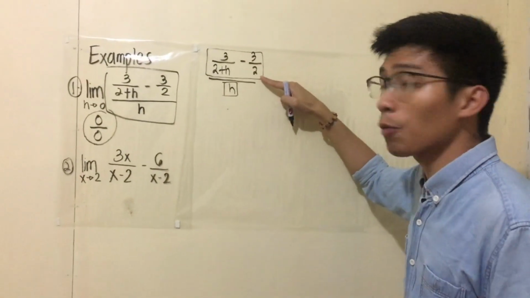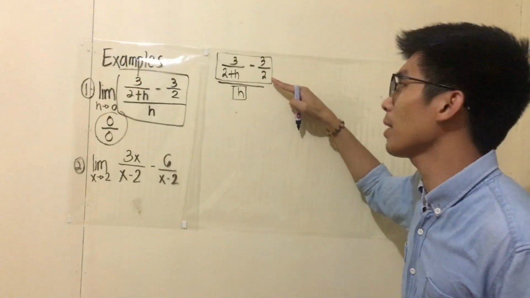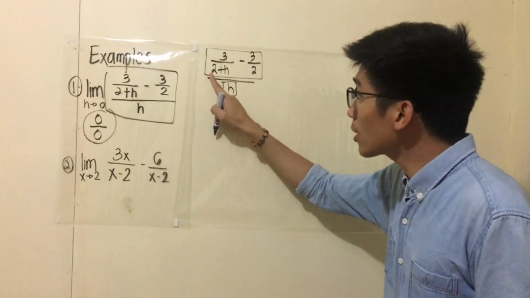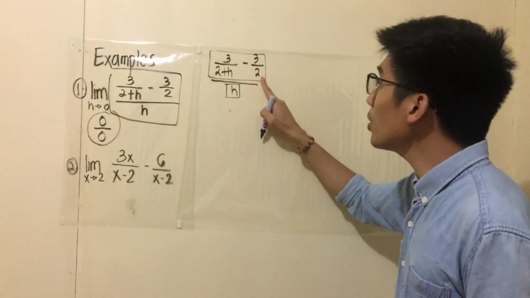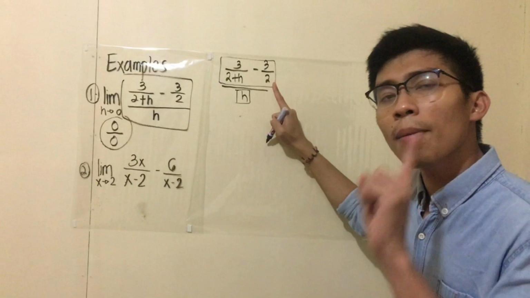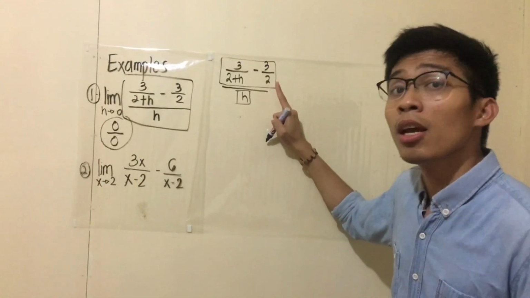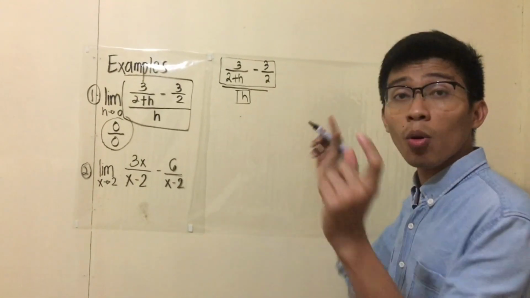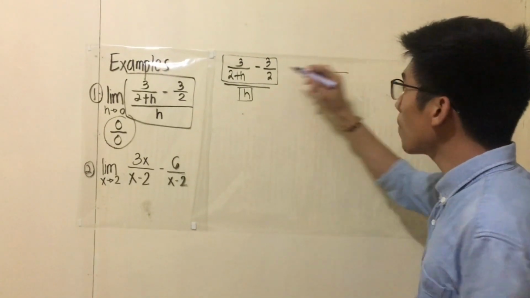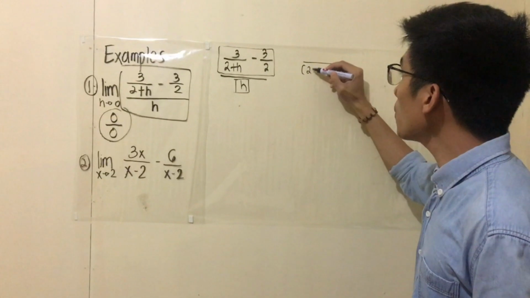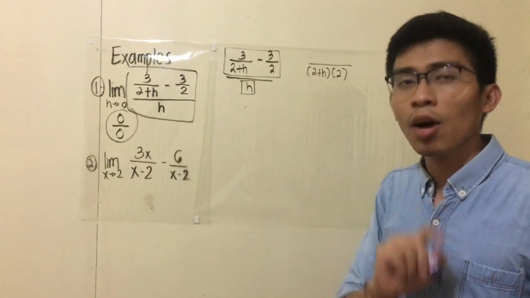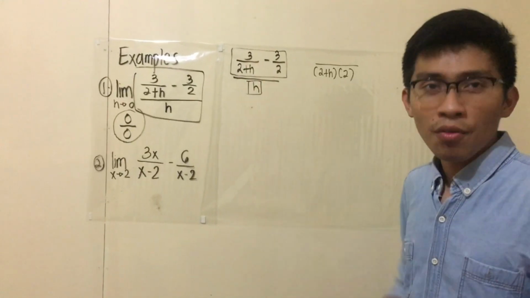Okay, let's find the least common denominator. Take note that our first denominator here is 2 plus h, and our second denominator is 2. There is no common factor of these two denominators. So the best way to look for the LCD is to combine our two denominators. So the first one is 2 plus h, and the other one is 2. Okay, that is now our LCD for these two fractions.